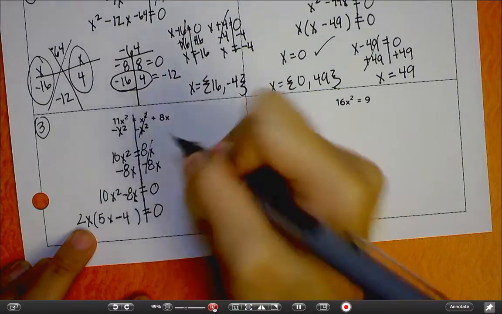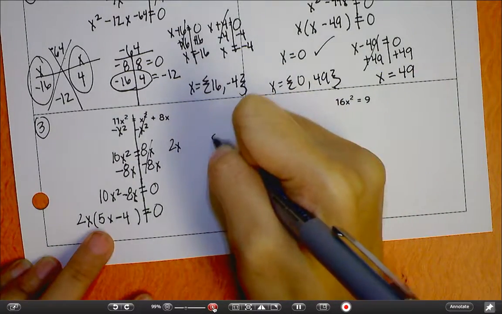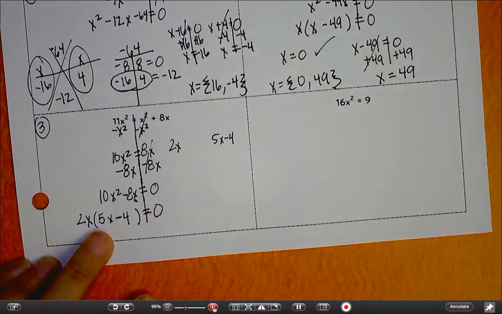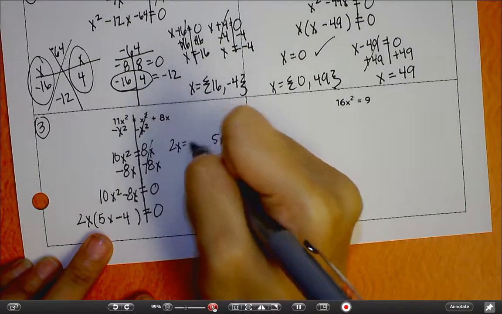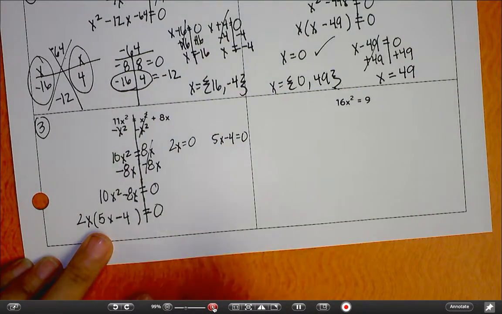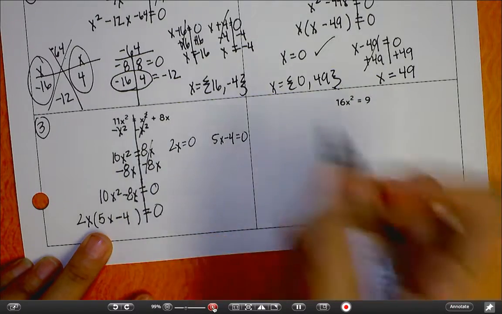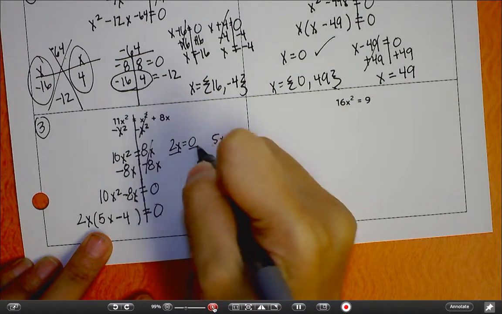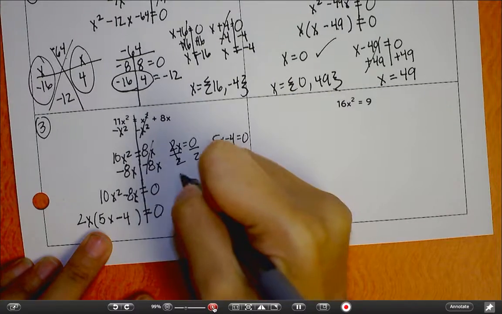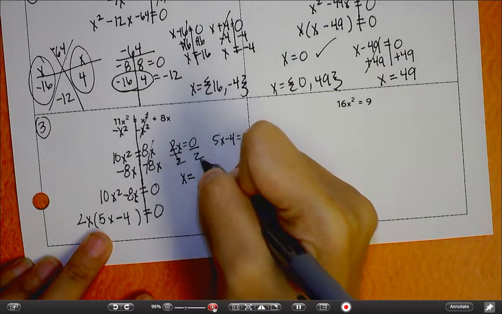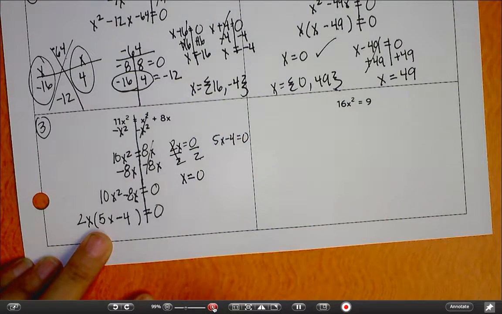Now I have two terms. I have 2x and I have 5x minus 4. Here are my two factors. Set them both to 0. To solve for x, I have to divide both sides by 2. This cancels out. 0 divided by 2 gives me 0.